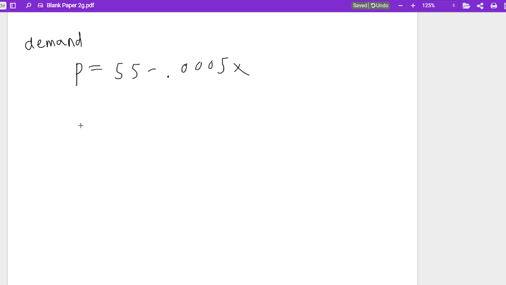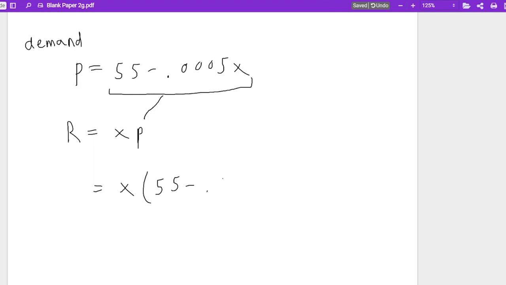Now, in general, revenue, which I'm also providing for this problem, is equal to x times p. This same demand function right here is p right there. And if you want to find the revenue, how much money you're making, you multiply the number of units by the demand. In other words, if I were to multiply this out together, it would be x times the quantity, 55 minus 0.0005x, and then we can simplify it in the next step.